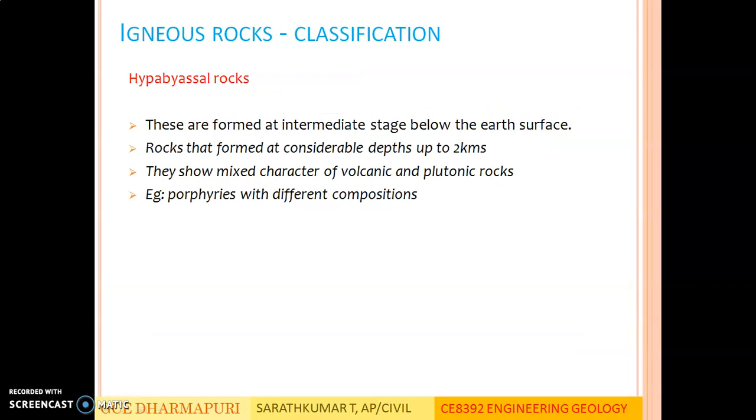There is also one other subdivision of igneous rocks called hypabyssal rocks. These are formed at an intermediate stage below the Earth's surface, at considerable depths up to 2 km. They show a mixed character of volcanic and plutonic rocks. Examples of this type of rocks are porphyries with different compositions.